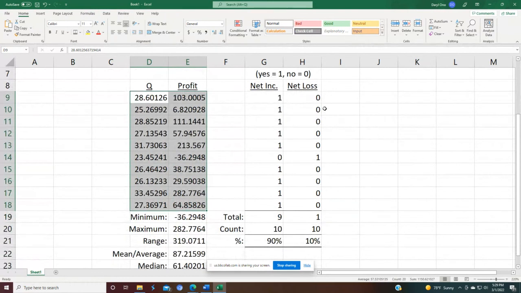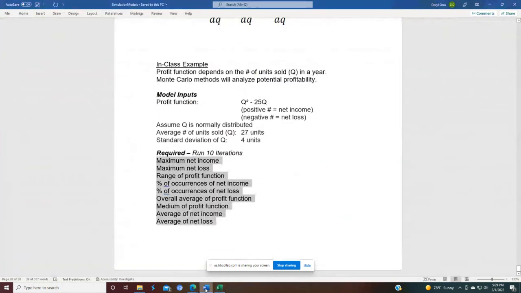Okay, so I'm sorry, we kind of ran out of time. I'll do the rest. Average of net income, average of net loss. I'll do those. I'll put them into our spreadsheet and put them into Blackboard. So you can go out there and see how it's done. Look at the programming for that. Look at the Excel spreadsheet for the programming.